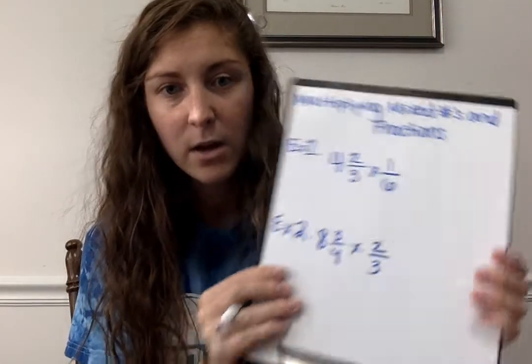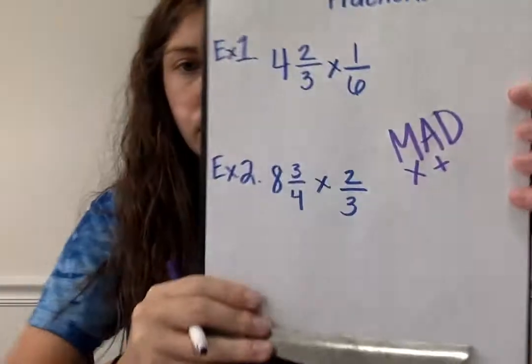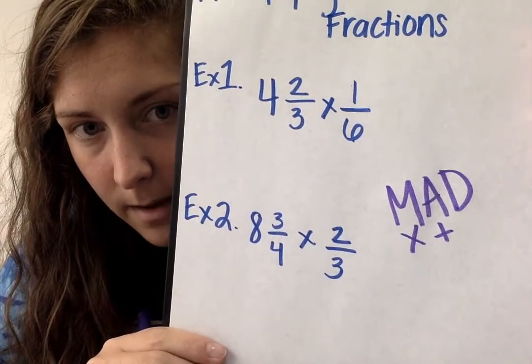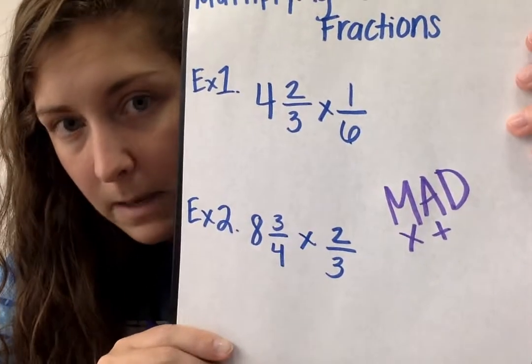All right, last thing, and probably the hardest thing for most students, multiplying fractions and mixed numbers. Now, there's something that we have to do to these mixed numbers before we can actually multiply them. And what I do is I call that making them mad. When we make a mixed number mad, we have to multiply, add, and keep the denominator the same. That's my way of remembering it.